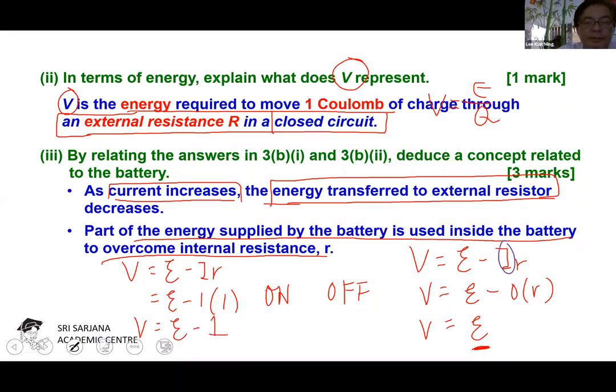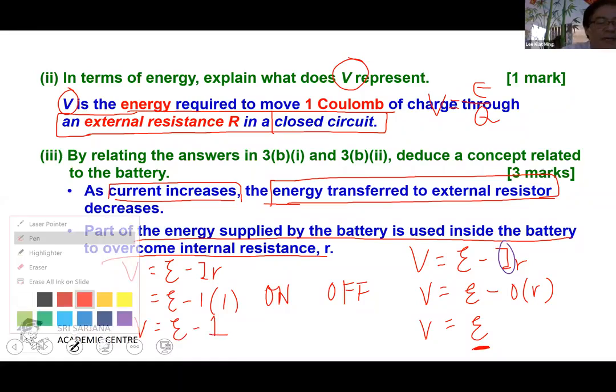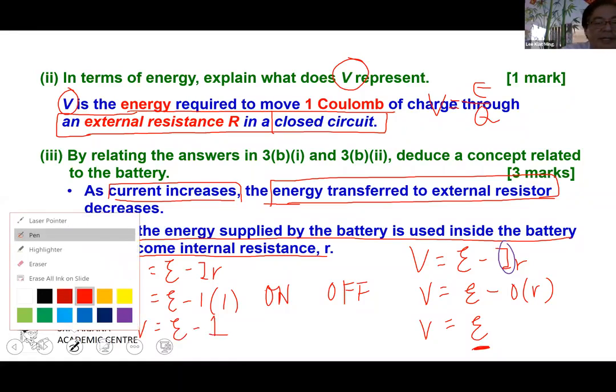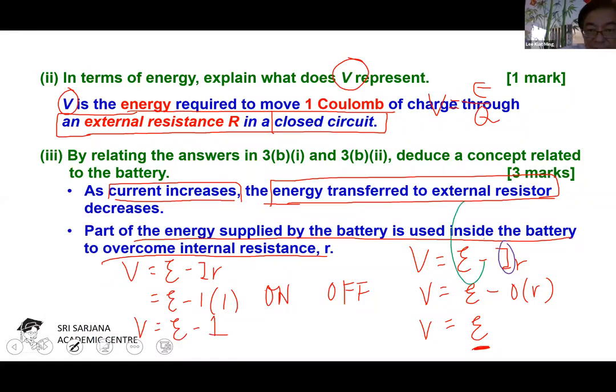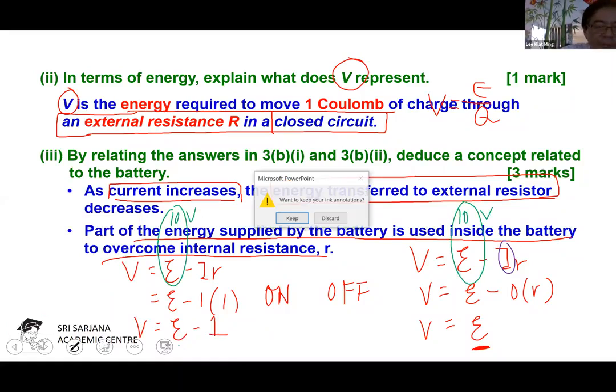So electromotive, we don't care what number. If we start with electromotive as a value, let's say 10 volt, then when you use it, your value of 10 volt here, you still have to minus 1. So your value will become 10 minus 1. Clear? That means your voltmeter reading becomes less.